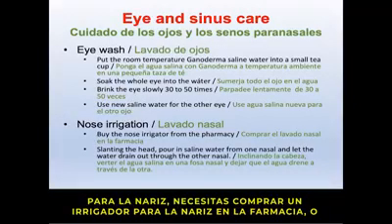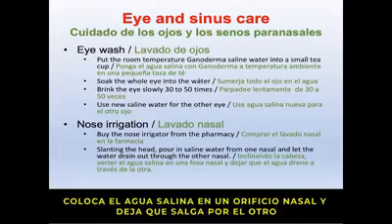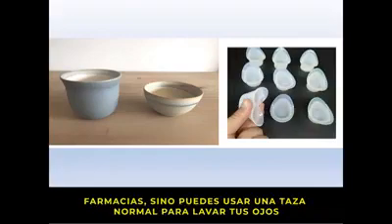Then for the nose, you need to buy a nose irrigator or nose drainage kettle from the pharmacy. You put in the solution, then tilt the head, pour the saline water into one nozzle, and let the water drain out of the other nozzle. You can use a small teacup or an eye cup, which you can buy from the pharmacy. If not, a normal teacup will do for washing the eye.